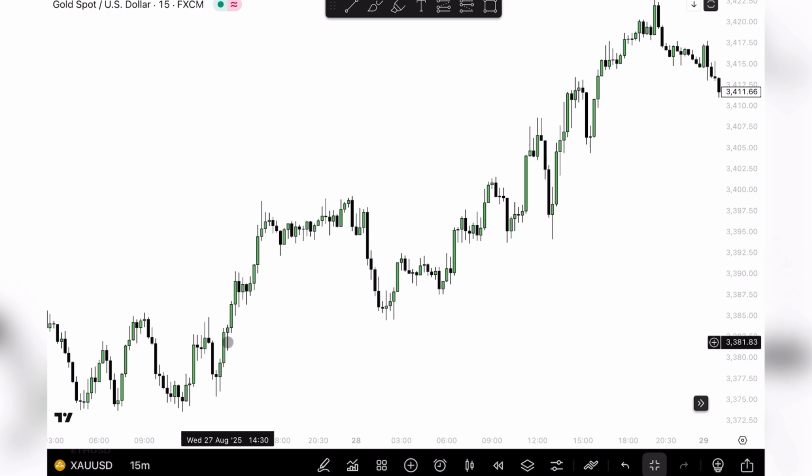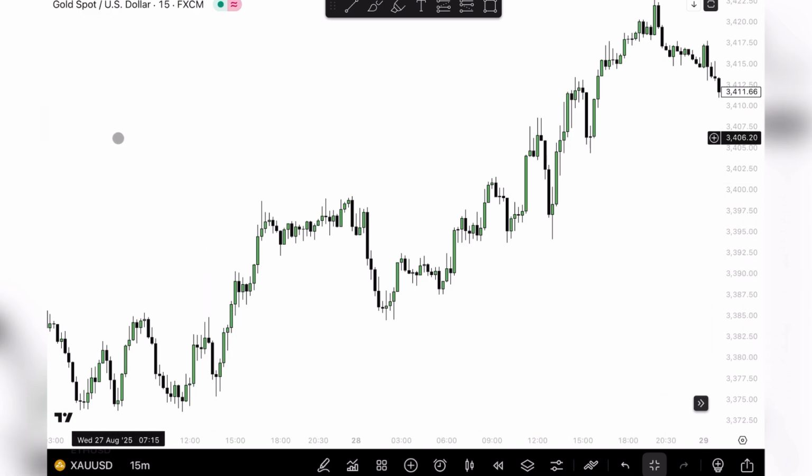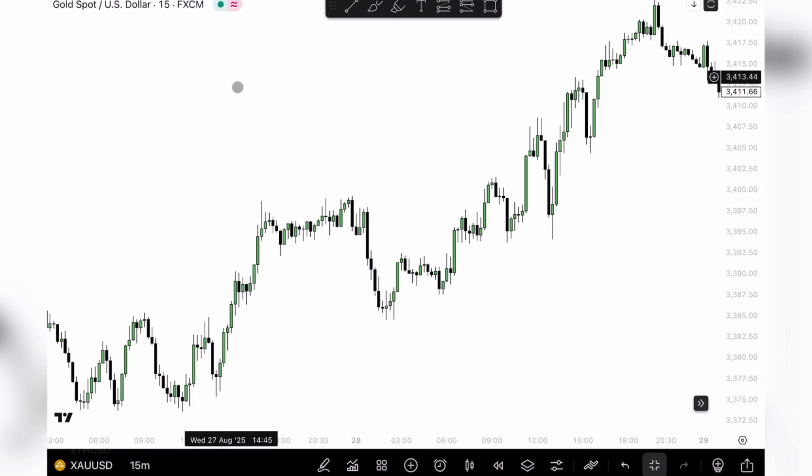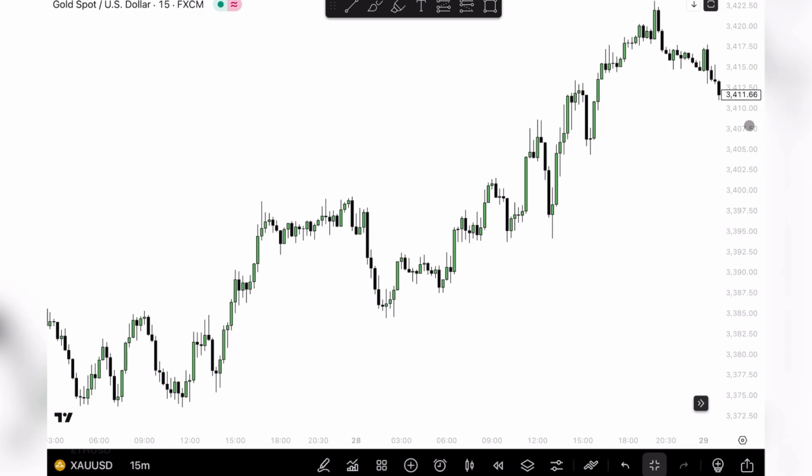Okay, so the first thing you have to do is open your chart XAU USD, and you should go to the 15-minute time frame as you can see here, and you should open it in the FXCM broker. The broker is important because we are going to find some errors, so that's why this should be FXCM. It won't work on any other broker. Right now we will be looking at this area in gold.